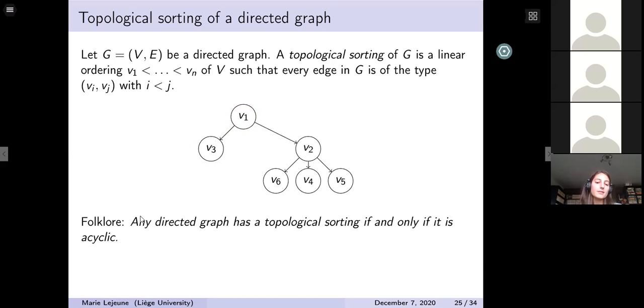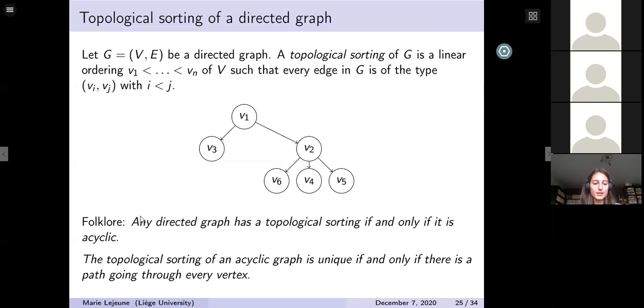Okay, and that's quite direct to see that any directed graph has a topological sorting if and only if it is acyclic. If there is a cycle, you won't be able to find an ordering of the vertices that verifies this condition. And another result that is also direct is that if your graph is acyclic, you will find a topological sorting, but this topological sorting is unique if and only if there exists a Hamiltonian path in the graph. So if and only if there exists a path in the graph going through every vertex once.